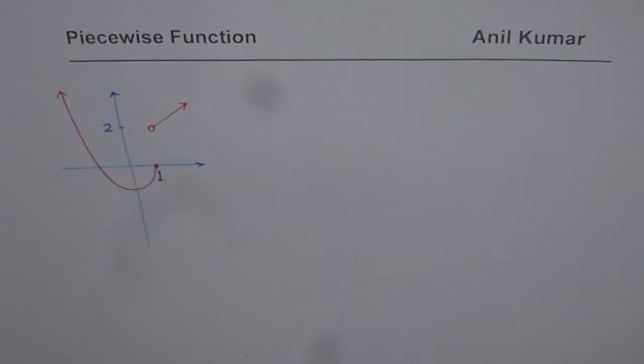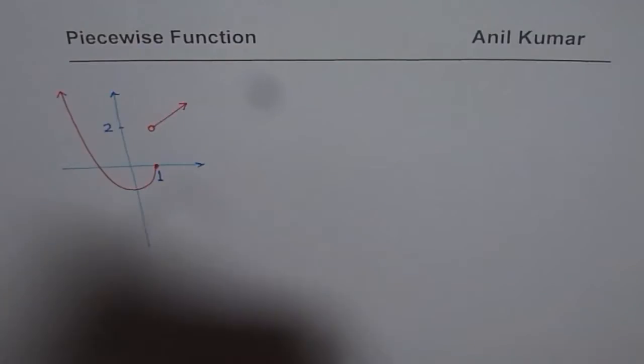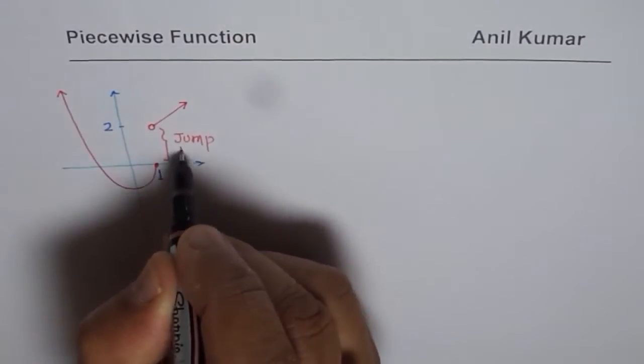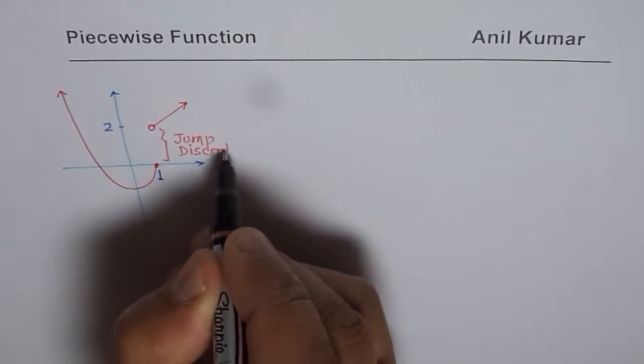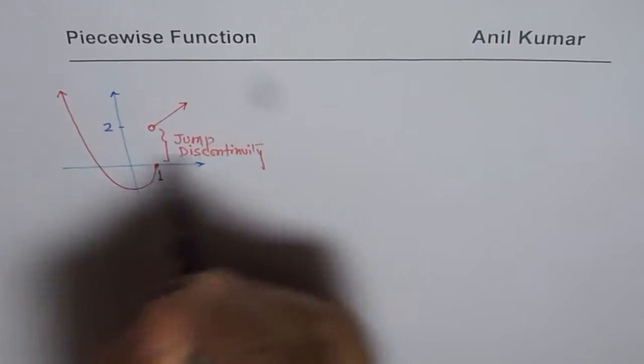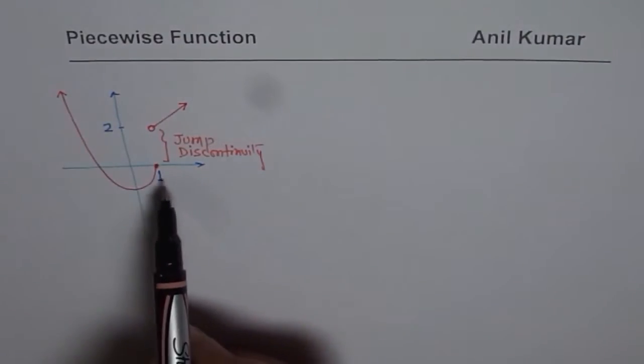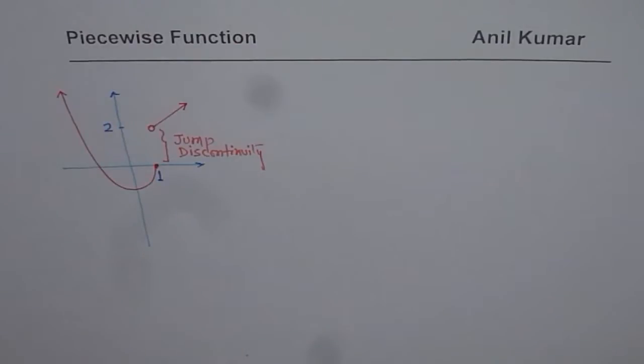So these two pieces are joined at 1 with a discontinuity, and this type of discontinuity we refer to as a jump discontinuity. So the example which I have taken here is of two different pieces which do form a function, but not a continuous function, right?